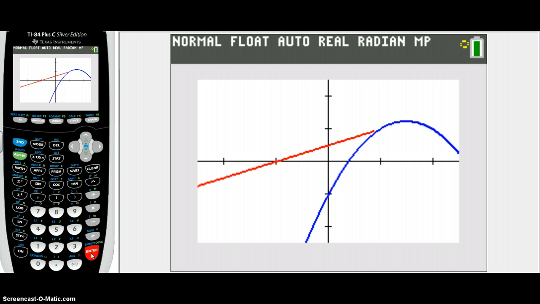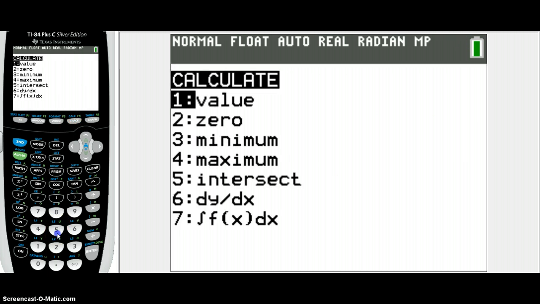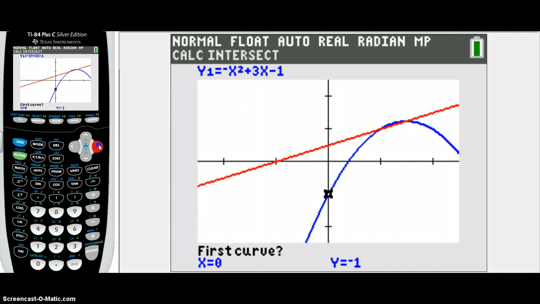The reason I'm zooming in here is so you can see that there are actually 2 points of intersection, one here and one here. So to find the intersections, we're going to hit second, trace, and pick 5. And we want to get really close to that point of intersection. Okay, I'm close to it, so I'm going to hit enter, and hit enter again, enter a third time, and I see my first point of intersection is 1, 1.